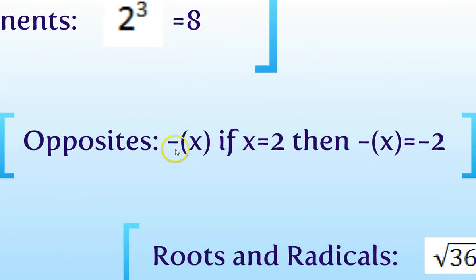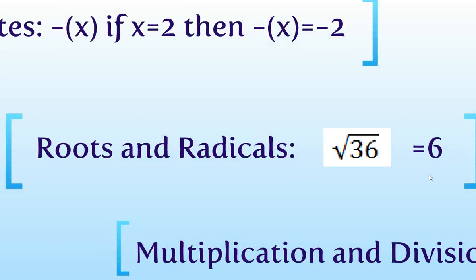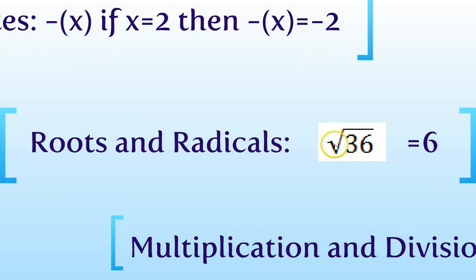Opposites. This says the opposite of x. If x equals 2, then I have the opposite of x or the opposite of 2. So that would be opposites. Roots and radicals. Here's our radical sign with a 36 inside of it. The square root of 36 equals 6.